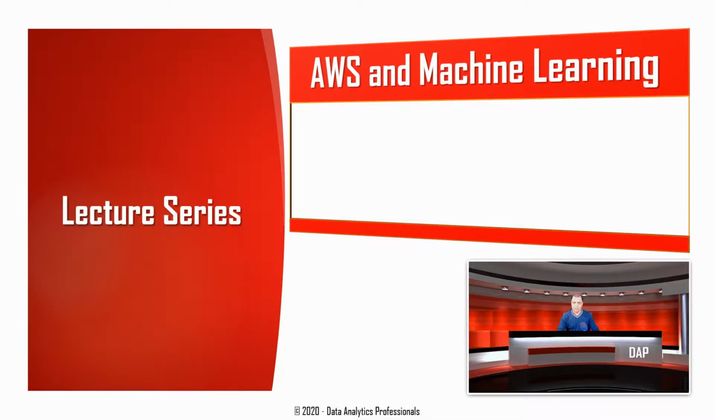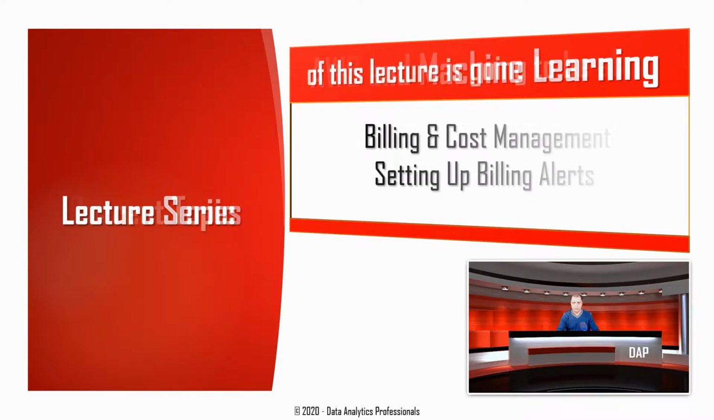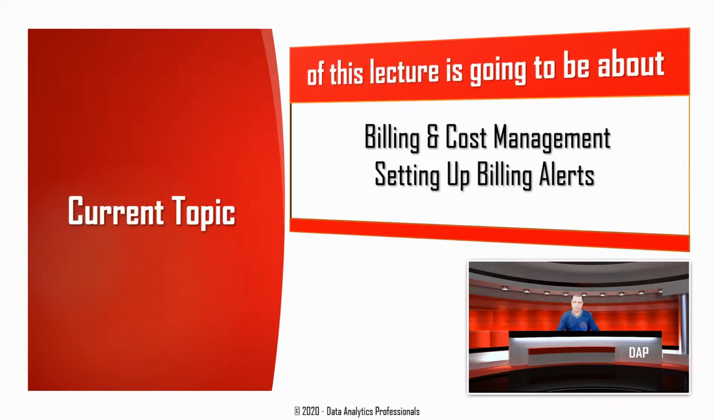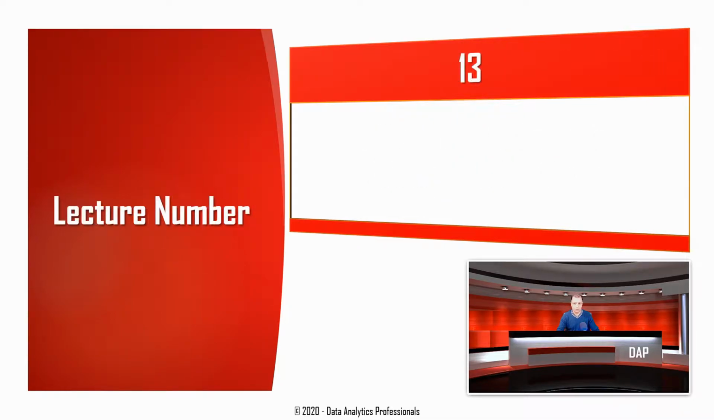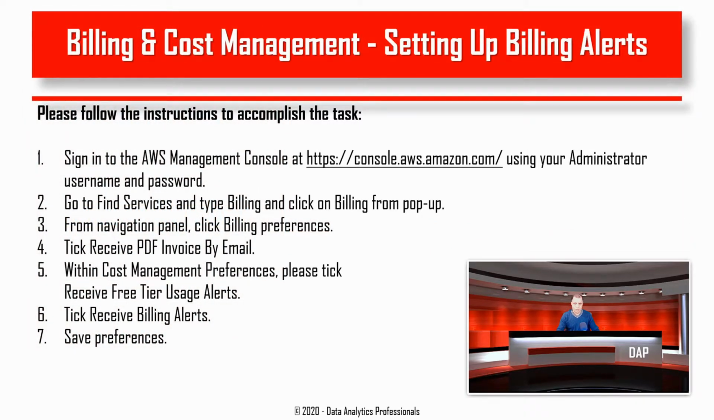The current lecture series is about AWS and machine learning, and the current topic of this lecture is about billing and cost management. We are going to learn about setting up billing alerts. This is lecture number 13 in this series, and we need to follow the following instructions to accomplish the task set for us in this lecture. So these are the steps which we need to perform.